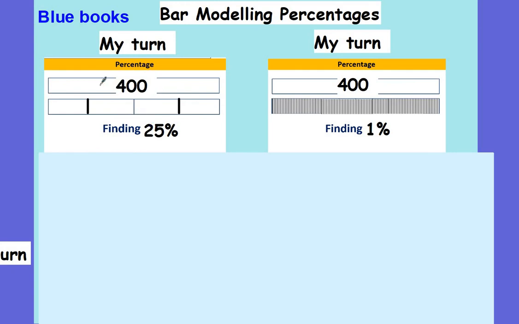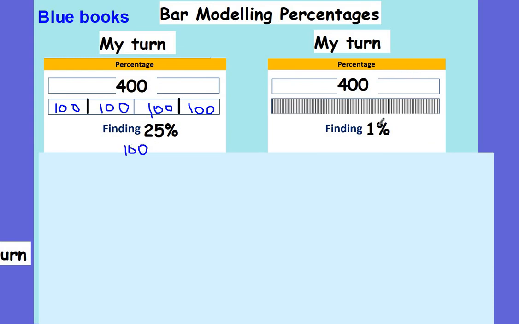If I've got 400 and that's 100%, if I want to work out 25%, from our bar model we did earlier, we know that 25% is just dividing that 100% into 4 pieces. So I need to divide 400 into 4 pieces, and each of those parts is going to be worth 100. So 25% of 400 is 100.